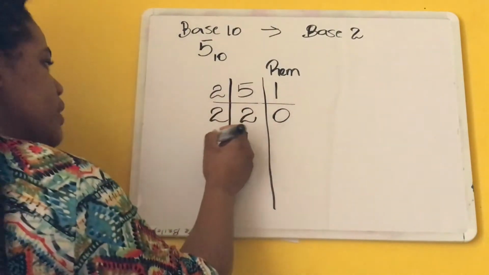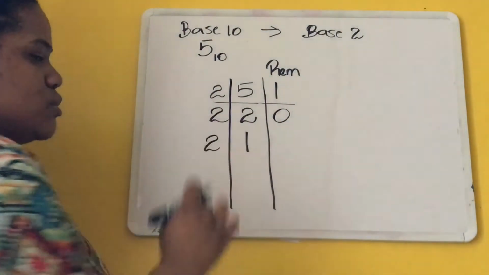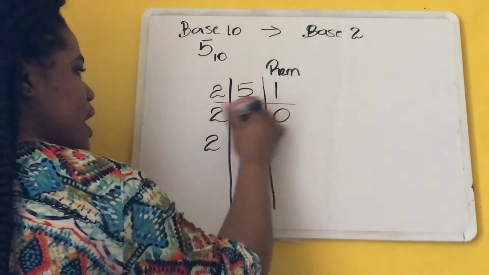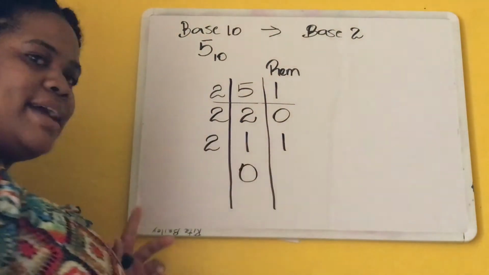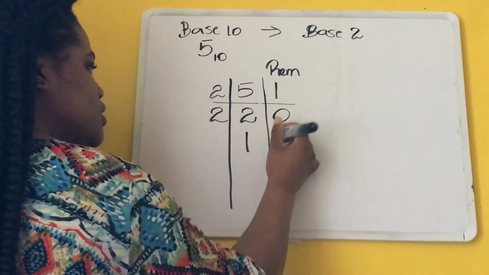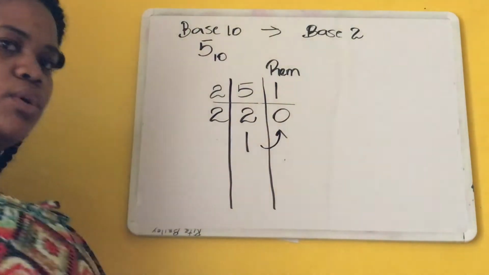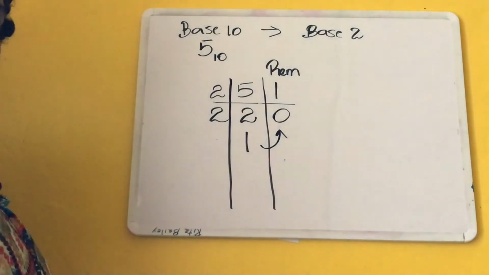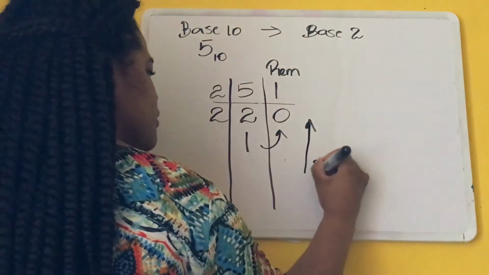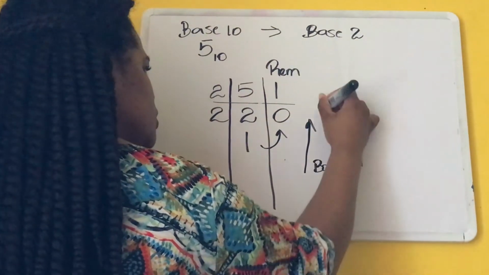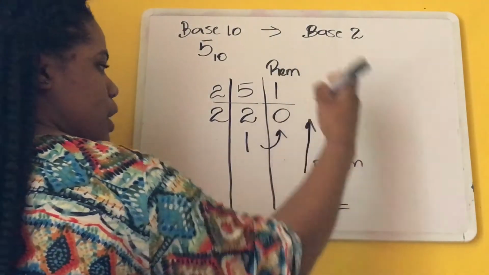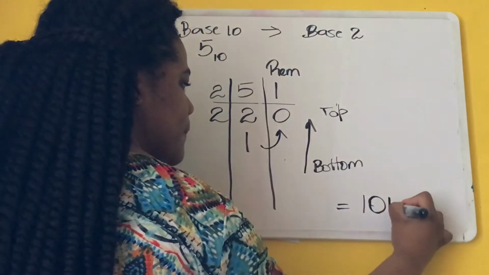Now, we're also going to go again. Can 2 go into 1? No. So that becomes 0, and we bring over our 1. We can either do that, or we can just say we're just going to bring up the 1. Good? And this is how you write the answer. So we read from bottom to top. So this would be my answer: 1, 0, 1 in base 2.